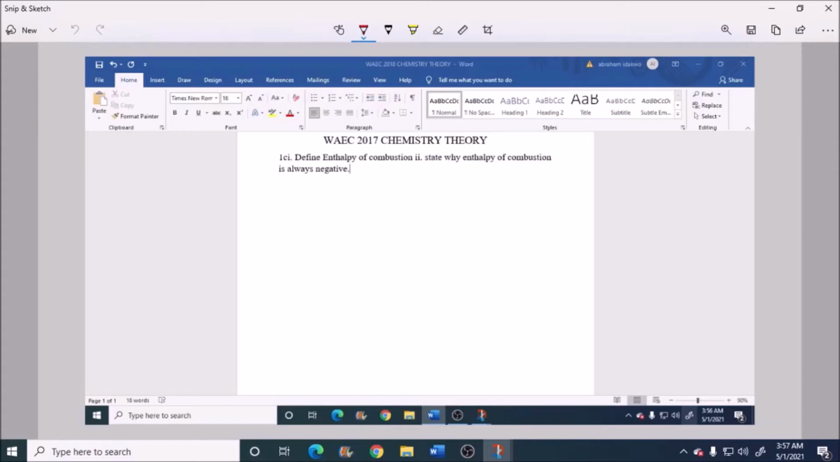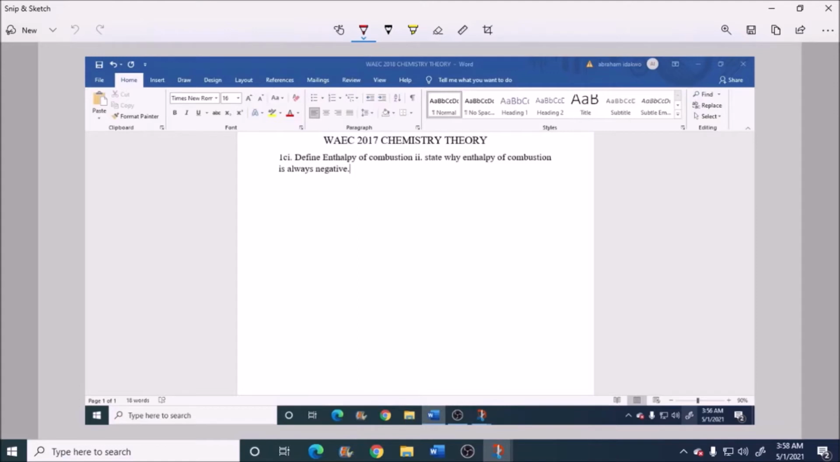Then Roman figure 2, we have to state why enthalpy of combustion is always negative. Enthalpy of combustion is always negative because heat is always given out, or the reaction is exothermic. Don't forget that with the energy profile of an exothermic reaction, delta H is negative.